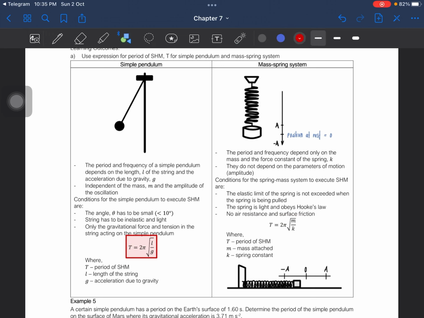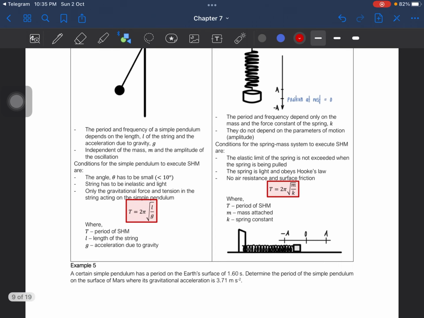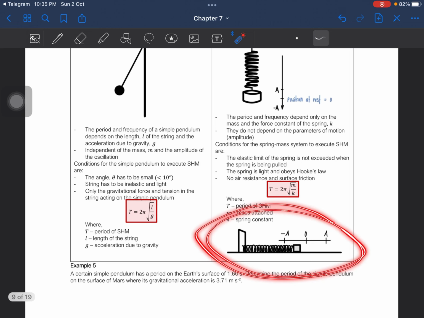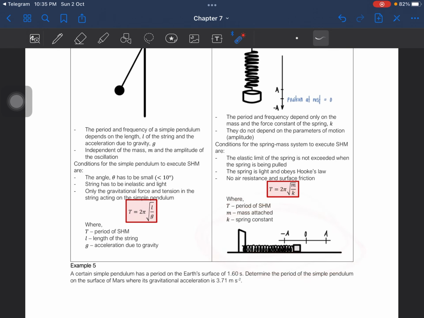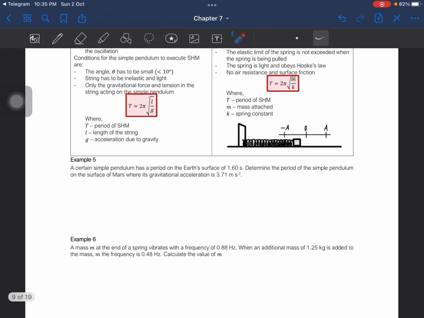So the formula for the mass spring system is the one shown here. These are the two formulas that you need to be able to use to solve any questions given. This is also a type of mass spring system, but this one is horizontal. So let's look at the example.